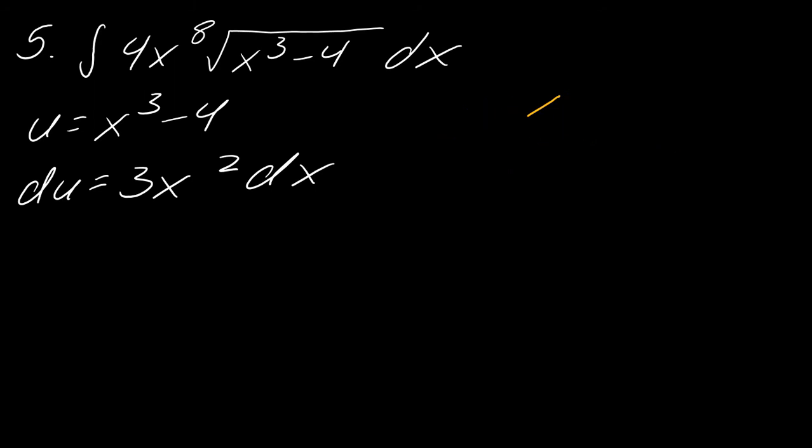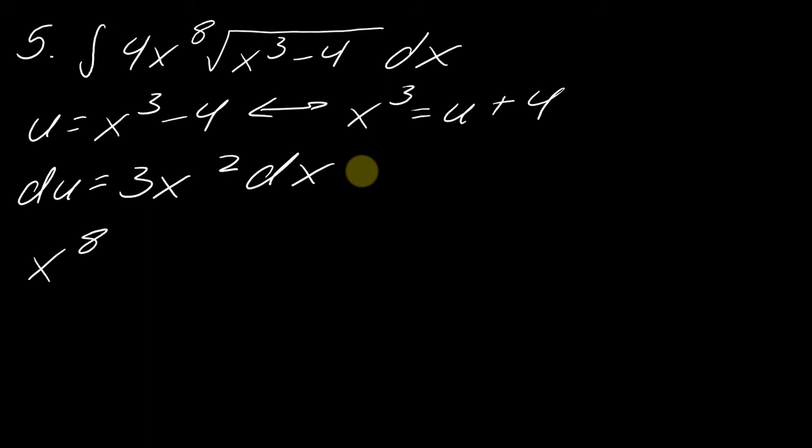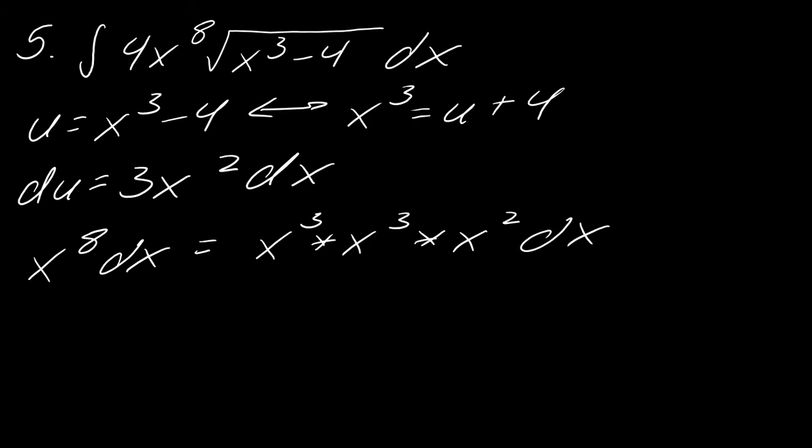So here is now what we want to think about. If my u is x cubed minus 4, then x cubed is equal to u plus 4. Okay, so here's the question. How do I relate x to the 8th to my u's and my du's? Or maybe how do I relate my x to the 8th dx? We could think of it that way. Well, I could think of this as really being x to the 3rd times x to the 3rd times x squared dx. Do you see where I'm going with this?